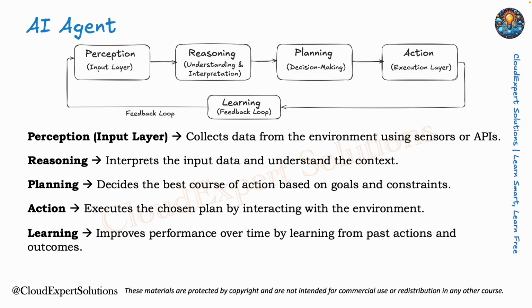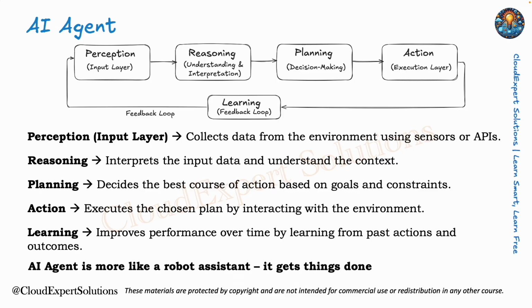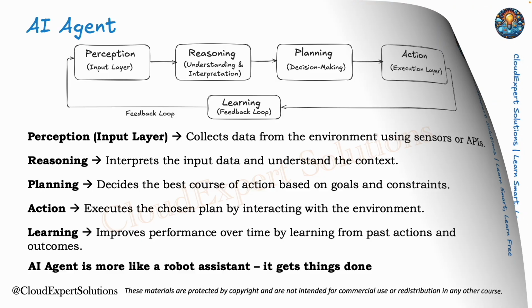And the last step is learning, or the feedback loop. What it does is improve performance over time by learning from past actions and outcomes. As an example, a recommendation system refining suggestions based on user clicks. So an AI agent is more like a robot assistant. It does not just give ideas, it gets things done for you.